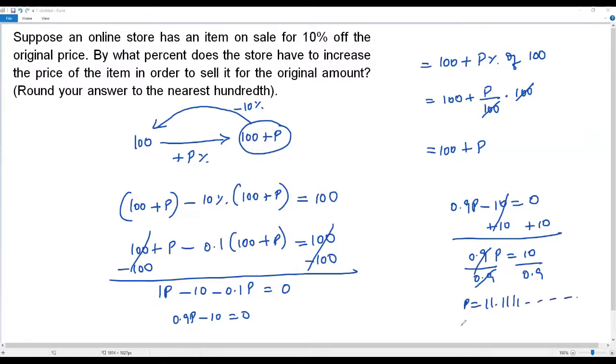It keeps going, but we have to round our answer to the nearest hundredth. When I round this to the nearest hundredth, I'm getting 11.11. So the store has to increase the original price of the item by 11.11%, so that when they give 10% off, they can sell it for the original amount. So the answer for this question is 11.11%.